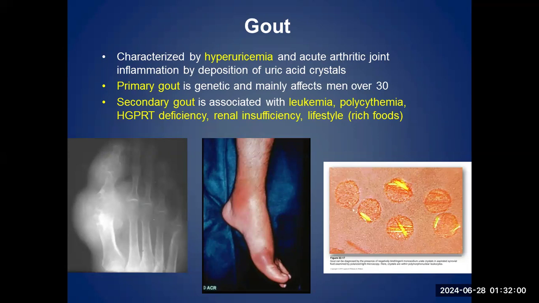Primary gout is genetic and mainly affects men over 30 years of age. Secondary gout is associated with leukemia, polycythemia, hypoxanthine guanine phosphoribosyltransferase deficiency, renal insufficiency, and lifestyle, for example, rich foods. Right here you can see the yellow crystals of uric acid which are deposited in the joints.